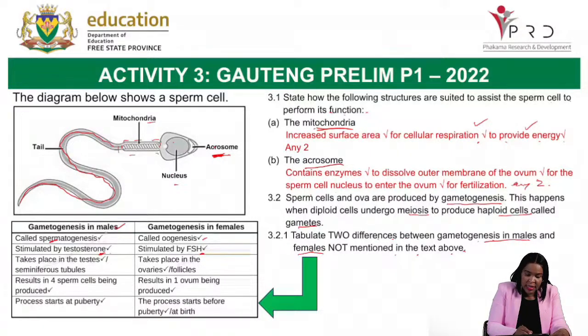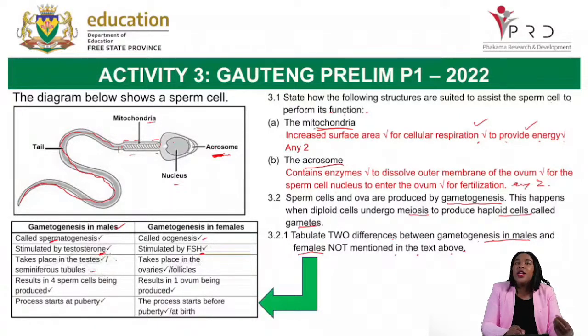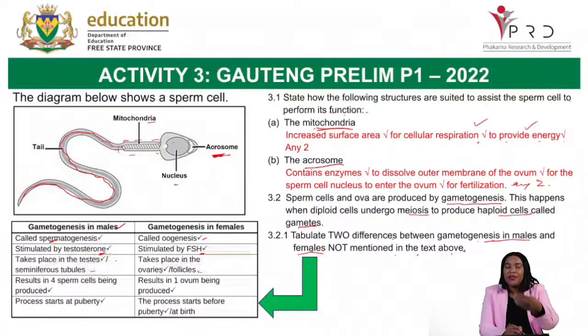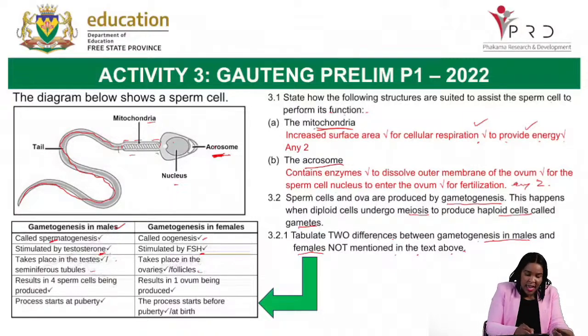Then in the males, gametogenesis takes place in the testes or in the seminiferous tubules, whereas in the females, it takes place where? In the ovaries. You see, we've spoken about these things. Now you are thinking about them deeper when you are differentiating them. And then gametogenesis in males results in 4 sperm cells being produced, whereas gametogenesis in females results in 1 ovum being produced.